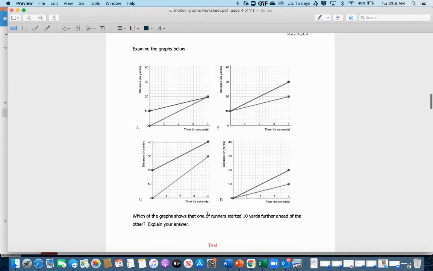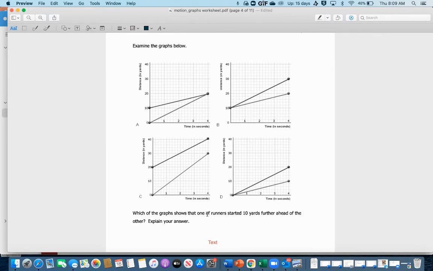Okay, so this one says, examine the graphs below. Which of the graphs shows that one of the runners started 10 yards further ahead of the other? So which of these graphs, we're looking at these 4 graphs. So we got A, B, C, and D. Which one of these shows that the runner starts 10 yards in front of the other? So really don't care about any other position on this graph except for t = 0 because we want to know where they start.